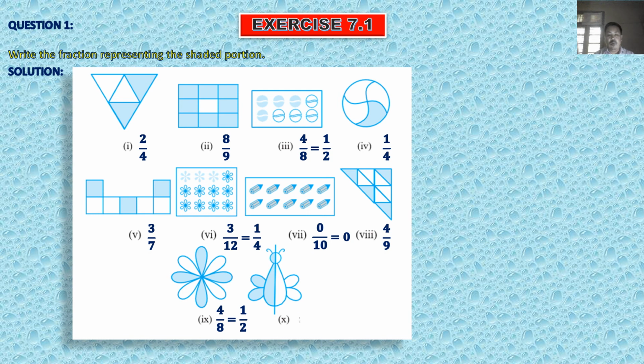That means 1 by 2. Okay, 1 by 2 is the fraction that can represent the figure given in Roman 10. So like this, we have the solution of question number 1, and let us go to the next question.